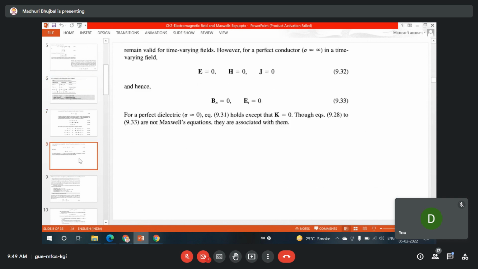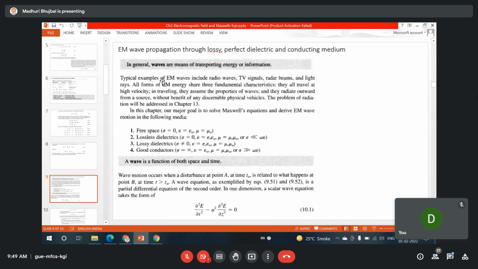Next, we'll move to the topic you wrote yesterday, EM wave propagation through three different mediums. We are going to see what the equation of an electromagnetic wave is, how it is represented, what the different parameters of the wave are, and how those equations change based on the change in the medium. If there is a perfect dielectric, what will be the change? If it is a perfect conductor, what will be the change? If it is a lossy dielectric, what is the change? We are going to study all of these.